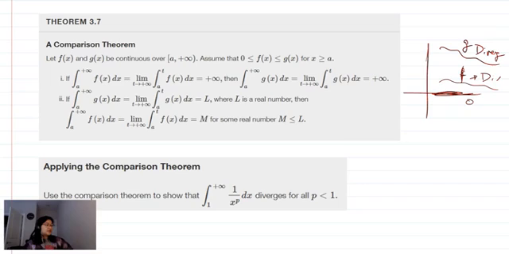And you also know that if you have the top function g converging, so g's improper integral converges, so it's a number in R, then the function that's less than that is also going to converge.